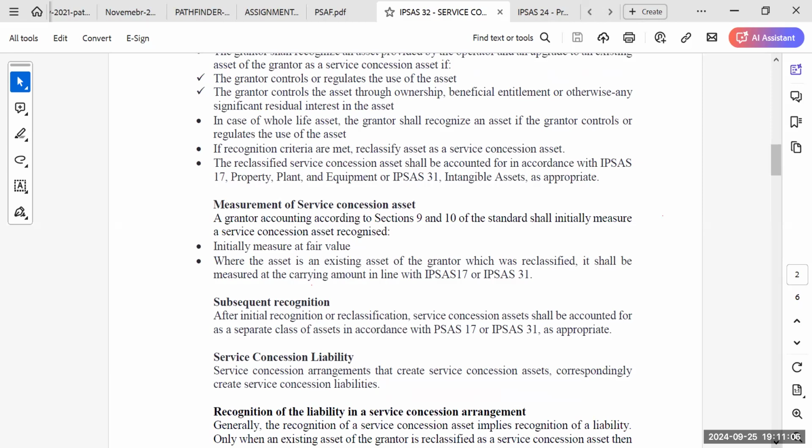So how do we subsequently recognize property, plant, and equipment? It will just be accounted for like that. Property, plant, and equipment can be carried under cost model or revaluation model. If it's a cost model, then it means that we have to depreciate the asset over its total useful life, taking into account any residual value that we are going to be getting.